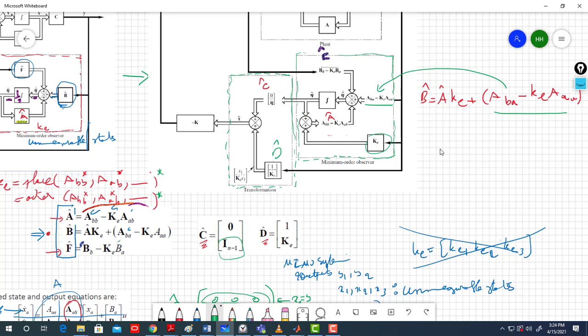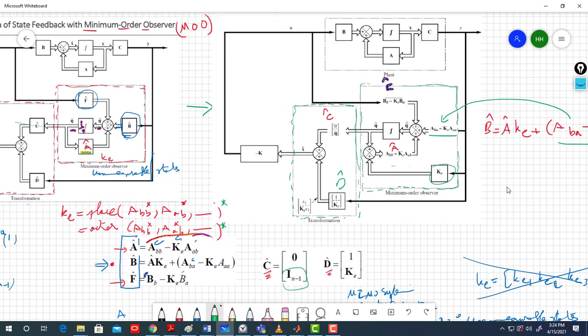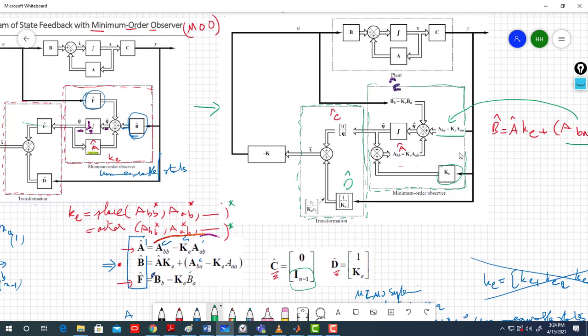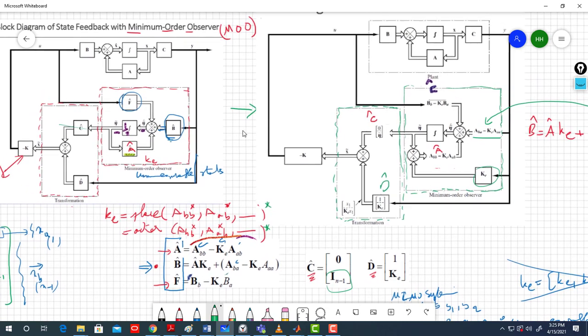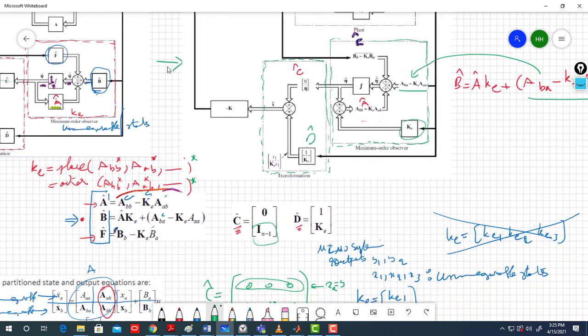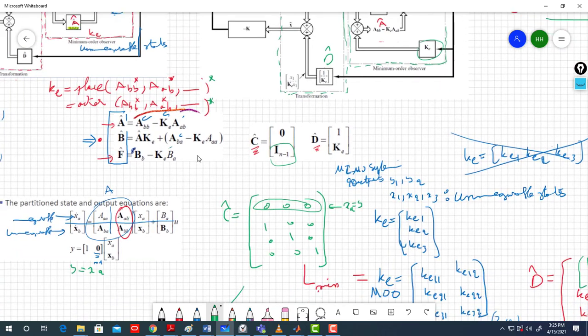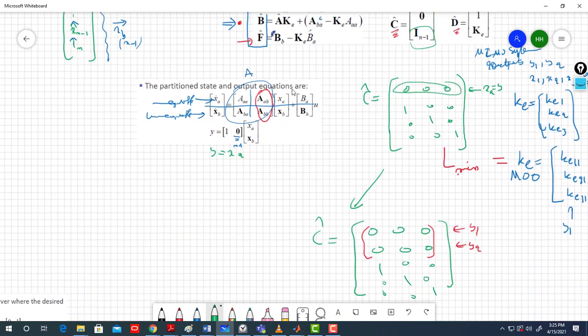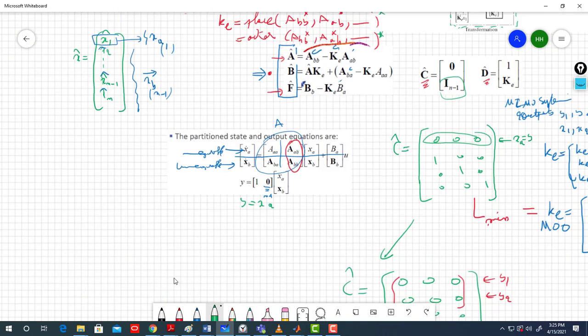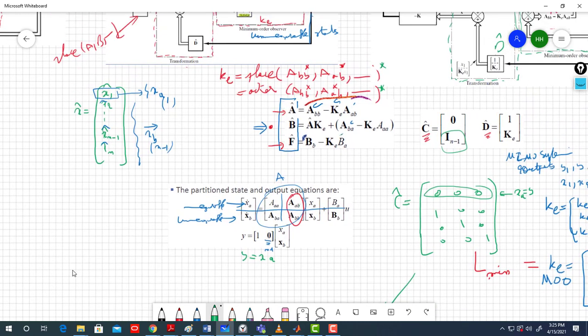So it's up to you. You are free, and when you work in Simulink to construct your minimum order observer, you can do it both ways. You can do it this way, this way is right. I'm just telling you that maybe you will see it in some other textbook represented this way or this way. Both are the same. It's just about some rearrangement of the block diagram. So you can choose which way you want to go. Yes, that's it for the minimum order observers, how to design the minimum order observer.